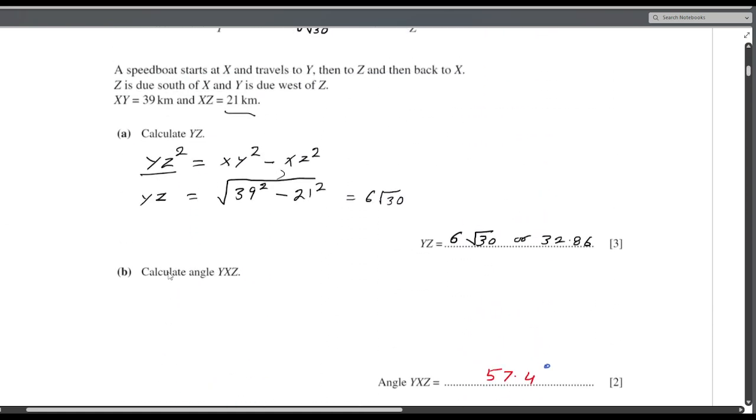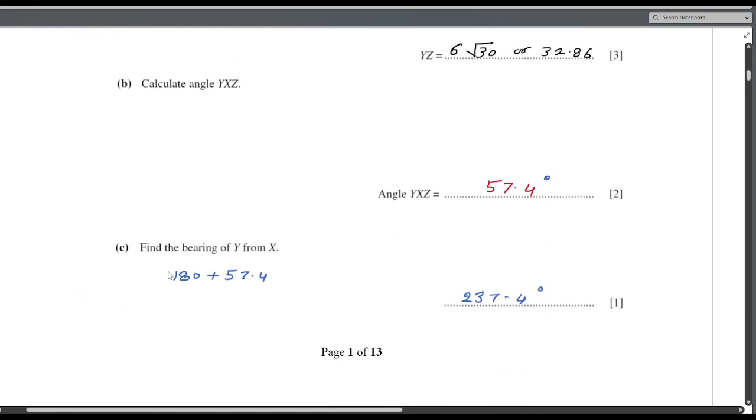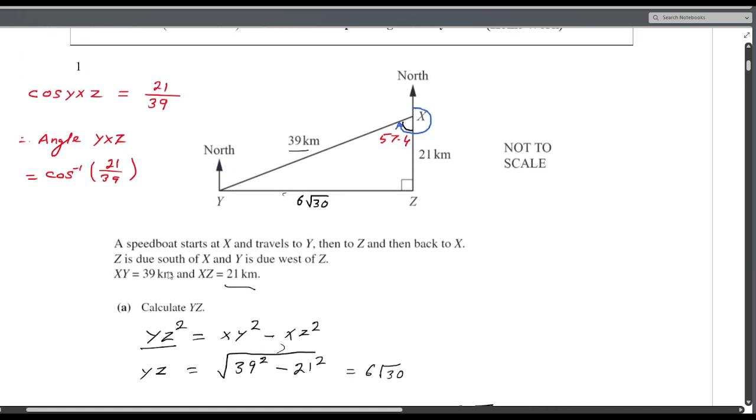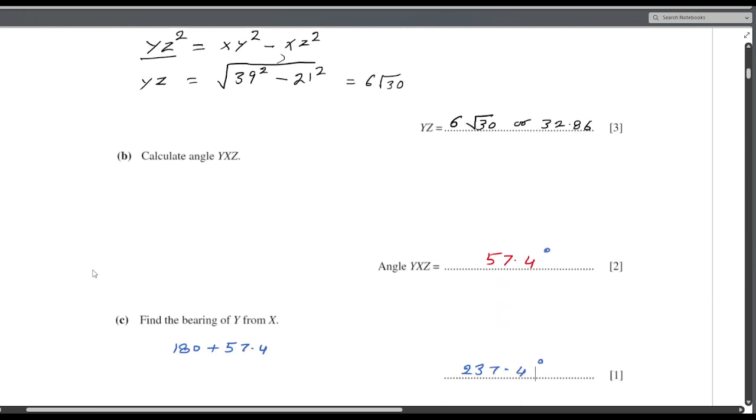So this is our first question. It is a 3 plus 2 plus 1, 6 marks question. It includes some concepts of trigonometry, Pythagoras, as well as bearings.